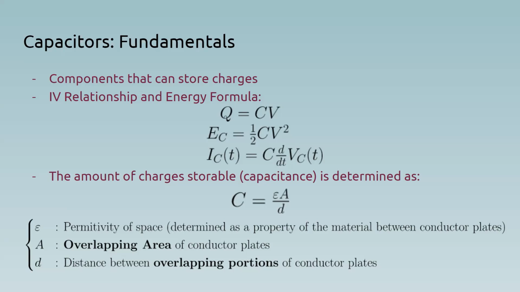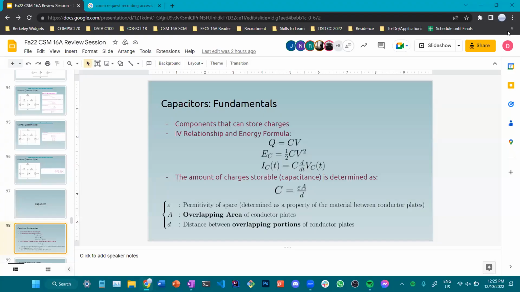Meanwhile, A here stands for the overlapping area of the conductor plates. It is very important to notice this because at times there'll be weird capacitors that look something like this, where we have conductors of different sizes. In this case, the only parts that count as a capacitor are the parts that overlap, which is this part. So if you're calculating the capacitance of this entire structure, you should only consider the overlapping part, because the fundamental way a capacitor works is by having two conductor plates. If you only have one conductor plate, it does not work as a capacitor.